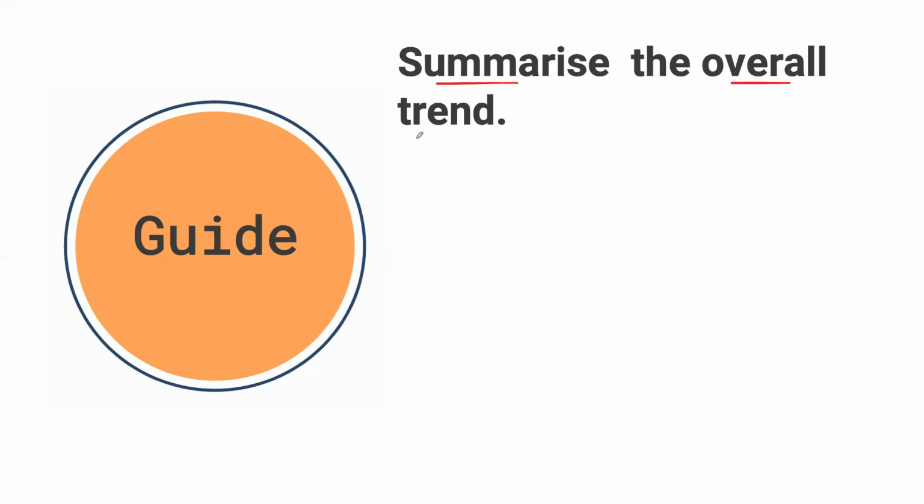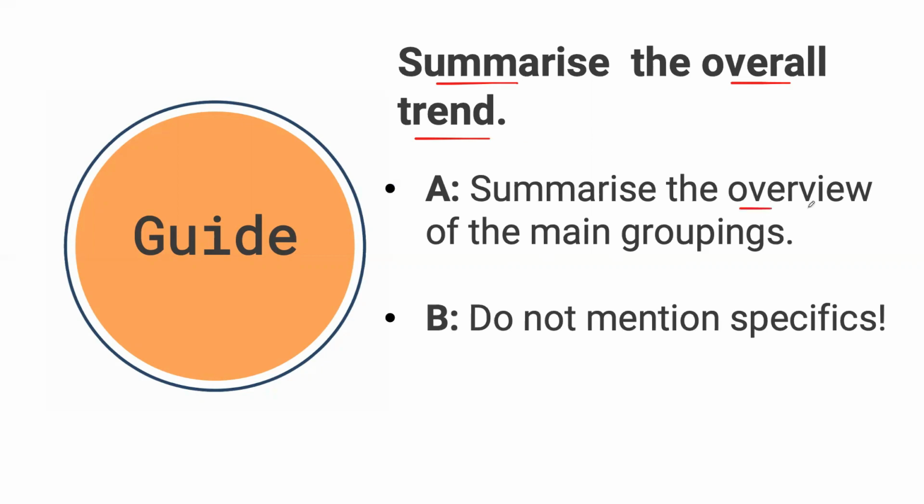Now in our first step, we looked at our 2 groupings and we looked at specifics. When we summarize the overall trend, we are really just summarizing the overview of the main groupings. So we do not mention specifics. And this is actually going to go in the beginning of our essay, right after the introduction. It really just takes a few seconds. In fact, we already pretty much did it when we looked at our first step, focusing specifically on Casablanca and looking at the extreme trends. This is just going to be a couple of sentences about the overview.